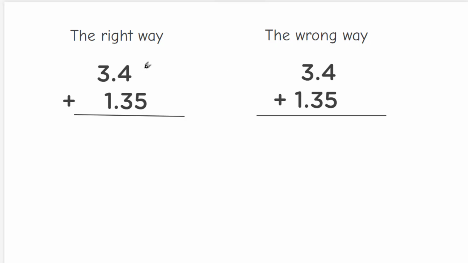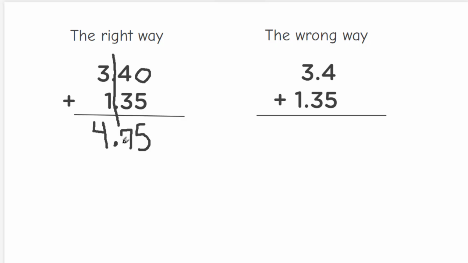If I were to add them the right way, I would line up my decimals because that's the rule. And I want to fill in any gaps with a placeholder. I'll put a 0 there. Now I can add them. 5 plus 0 is 5. 4 plus 3 is 7. Always bring that decimal down when you're adding and subtracting. And 3 plus 1 is 4. That is the right way, and that's your answer.